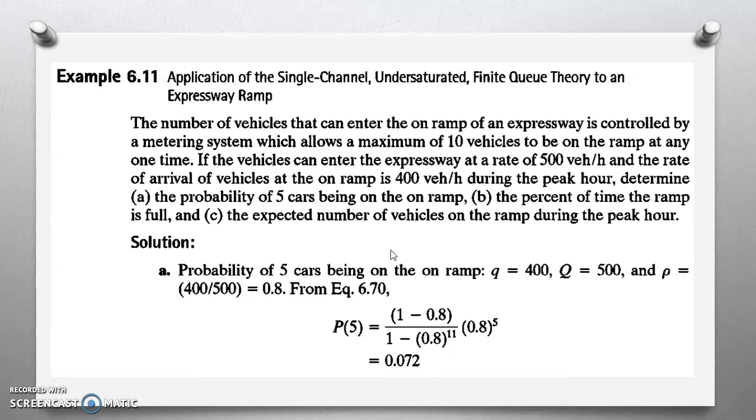Determine A. the probability of 5 cars being on the ramp, B. the percent of time the ramp is full, and C. the expected number of vehicles on the ramp during peak hour.